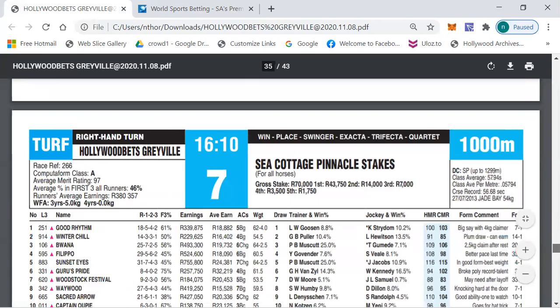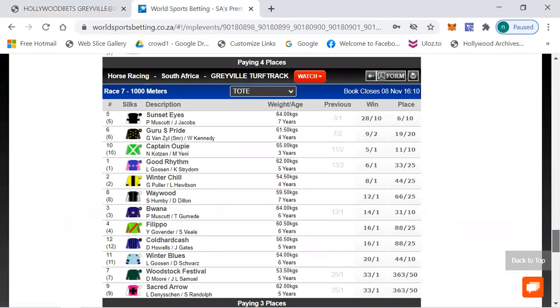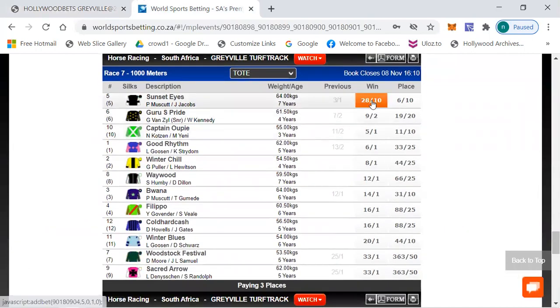Let's move on to race number 7, which is the Pinnacle Stakes over 1,000 meters. Let's have a look at the betting. We have Sunset Ice 28-10, Guru's Pride 9-2, Captain Opie 5-1, Good Rhythm 6-1, Winterchill 8-1, Wayward 12-1, Iwana 14-1, Filipino 16-1, Cold Heart, Cash 20-1 and longer the rest.